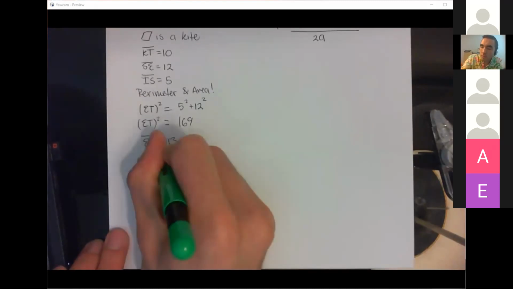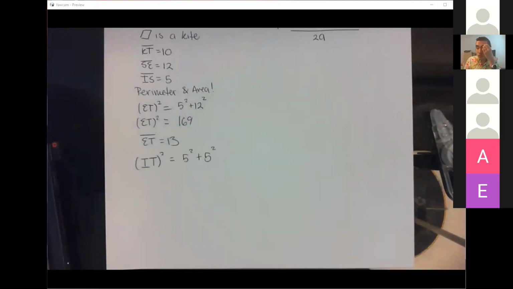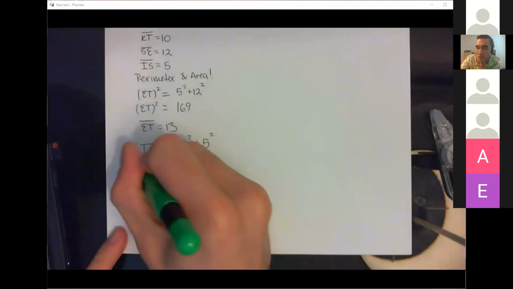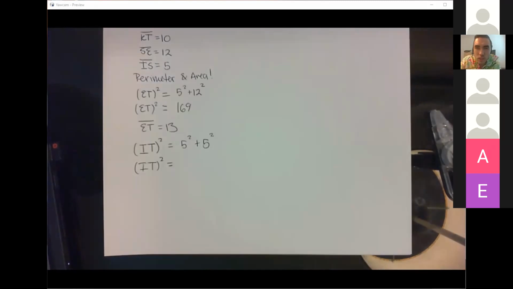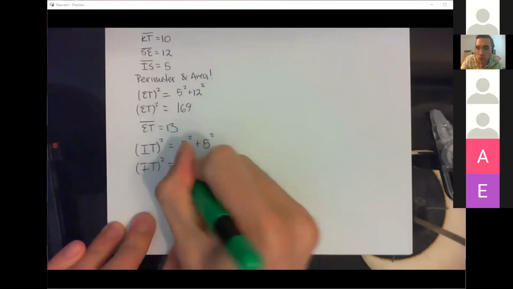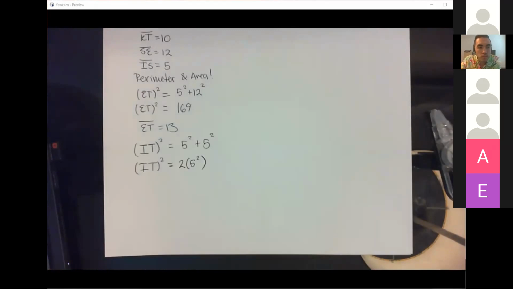Is going to be equal to 5 squared plus 5 squared. And I'm actually going to do something that some of y'all might not like, but consider the following way that I'm going to solve this. I'm not going to square these. I'm going to say that IT squared is equal to, what do I get when I take x and add it to x? What's x plus x? 2x. So will you accept that this is 2 times 5 squared? Is that okay?